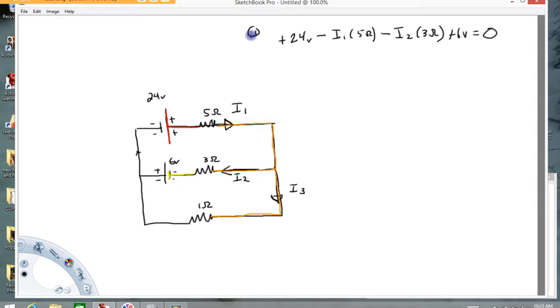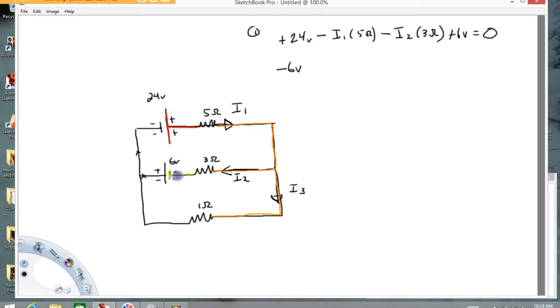Now, keep in mind that this is the loop we just did, right there. Right now, I'm going to do another loop. And I've got two choices. I could either do this little loop or I could do the outer loop, either one. I'm going to go ahead and do the smaller loop. So I'm going to imagine my ladybug starts here and goes around this loop clockwise. So as the ladybug's walking, here's the first potential difference it would hit. It would drop in potential by 6 volts. So we're going to minus 6 volts for that first term.